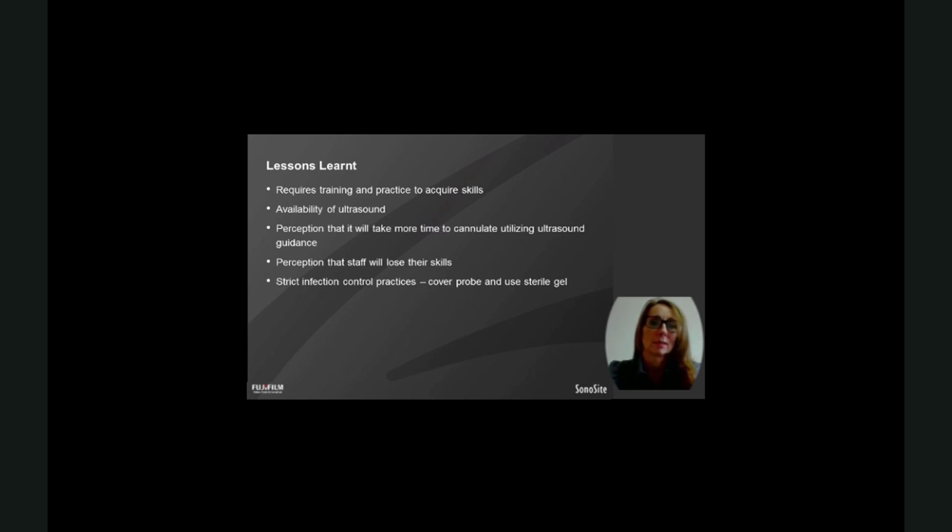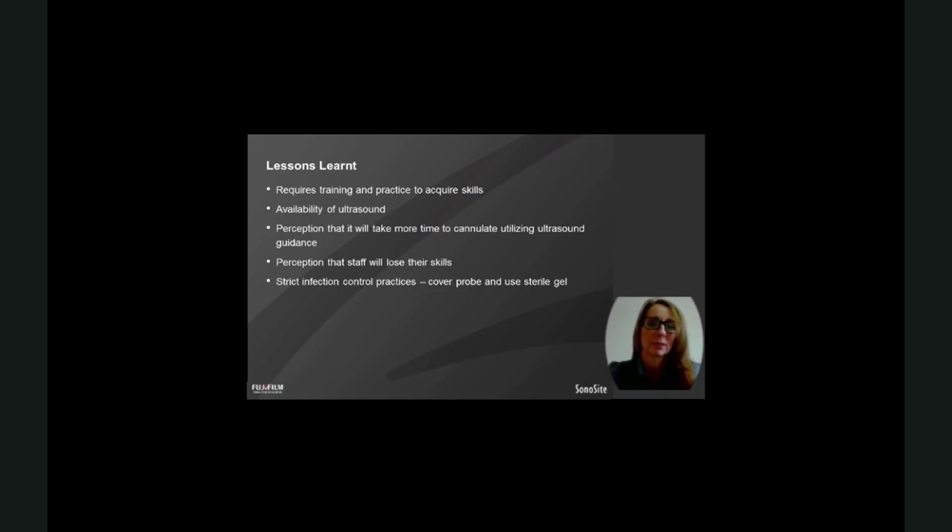Once you do get that confidence and competence, what I find is that there's never enough ultrasounds to go around, because people quickly discover that the ultrasound improves their abilities and skills, reduces infiltrations, and reduces patient distress and staff distress. Very quickly staff and patients like to have the ultrasound available and usable, particularly in difficult cannulations.